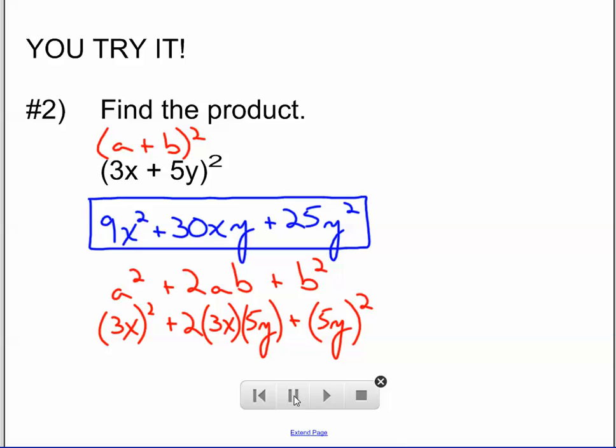So when I originally did the problem, I did 3x times 3x, which is 9x squared. I did 3x times 5y, which is 15xy, but doubled it because of the 2 here. And I did 5y times 5y, or 5y squared, which is 25y squared.